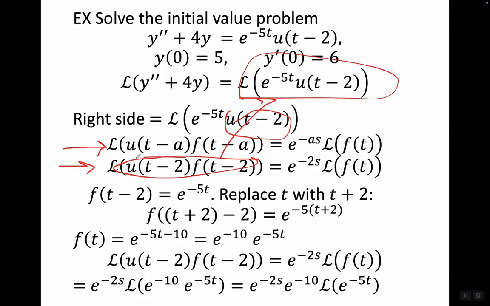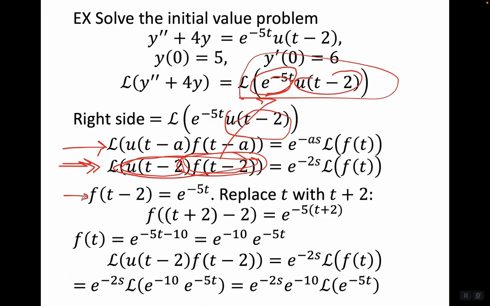So both of them have the u of t minus 2. This particular formula has e to the negative 5t. So we can see that if we're going to apply this formula, all we have to do is regard f of t minus 2 to be e to the negative 5t. So f of t minus 2 is e to the negative 5t.